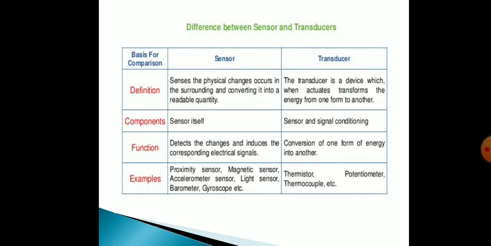The function of a sensor is to detect the changes and induce the corresponding electrical signal. The function of a transducer is conversion of one form of energy into another. Examples of sensors are proximity sensor, magnetic sensor, accelerometer sensor, light sensor, barometer, gyroscope, etc. Examples of transducers are thermistor, potentiometer, thermocouple, etc.